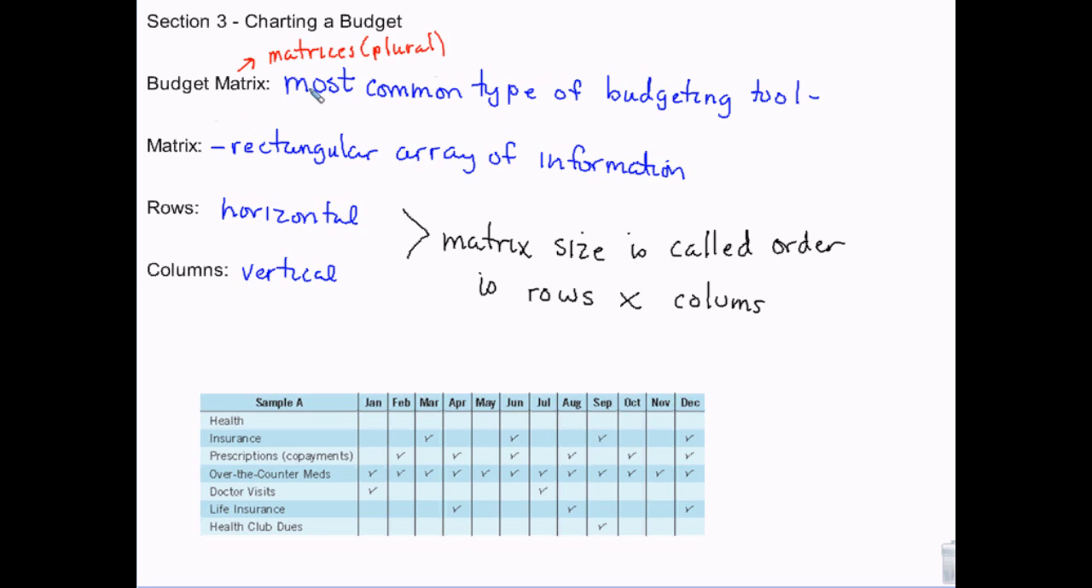Budget matrix is the most common type of budgeting tool people use. Plural is matrices. So if you hear somebody say budgeting matrices, they mean more than one matrix. There are multiple types.